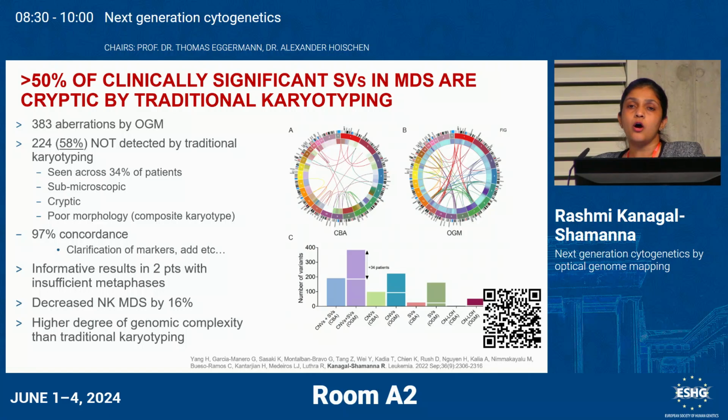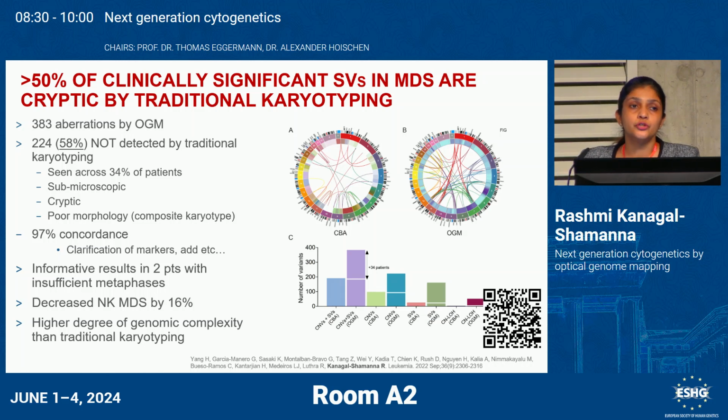And we showed in a series of 101 myelodysplastic syndrome patients that nearly 50% of the clinically important structural variants are not detected by the current standard techniques. This was distributed across a third of the patients, and not just because these were submicroscopic, but some of these are inherently cryptic, like NUP98. We found that MECOM was a particularly important alteration that was missed in about 80% of cases, missed by both cytogenetics, and FISH was not triggered because there was no suspicion.